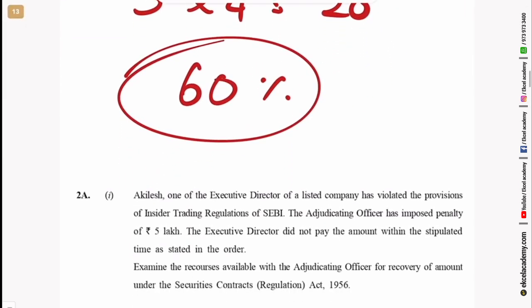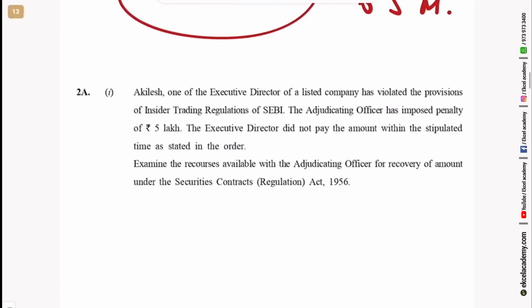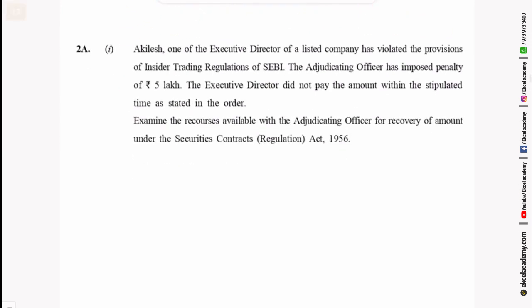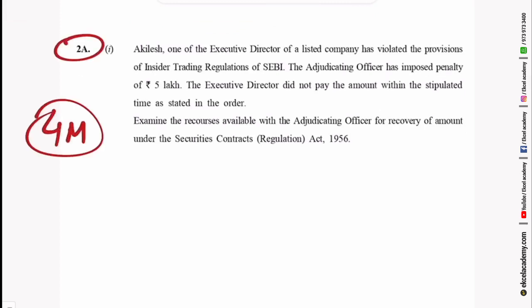And finally he has got how much? 65 marks in total, right? Great. So this is amazing. I think you're getting an idea. So next we are coming to the 4 marks questions.